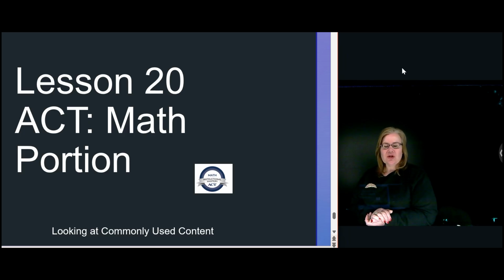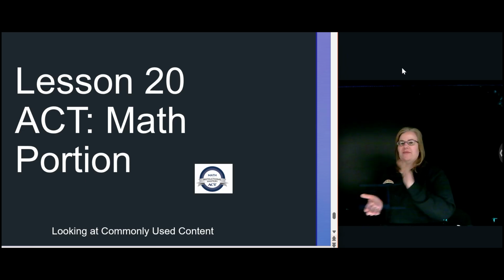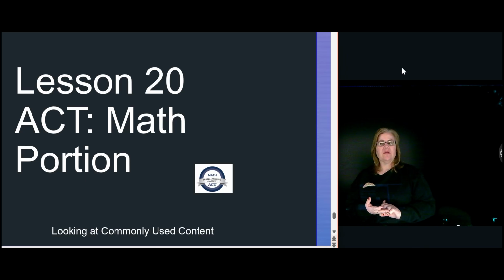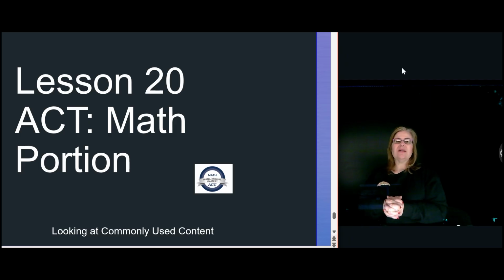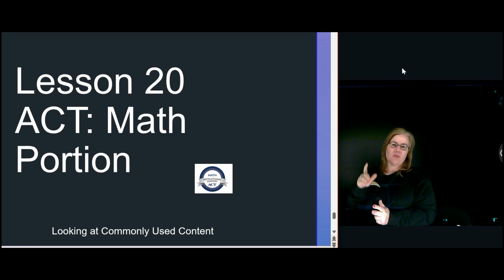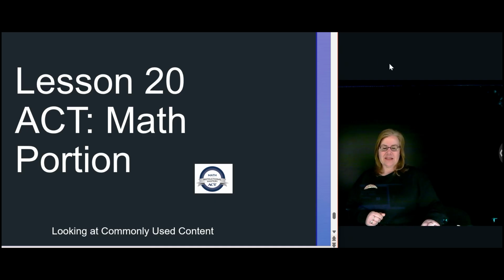So this is lesson 20 and we're looking at commonly used content. We've looked at different questions, different problems, and different strategies on how to work the problems. We've looked at possible support that we can get, how we can pay for it, where we can do it and what we can use on it. So now let's see what type of content we can really think about looking for and working on this test. So here we go.